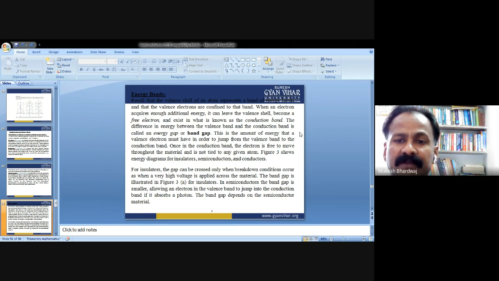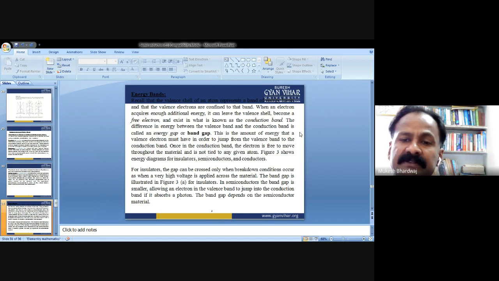This is the amount of energy that a valence electron must have in order to jump from the valence band to the conduction band. Once in the conduction band, the electron is free to move throughout the material and is not tied to any given atom. The figure shows the energy diagram for insulators, semiconductors, and conductors. For insulators, the gap can be crossed only when breakdown conditions occur, as when a very high voltage is applied across the material. The band gap in an insulator is illustrated in the figure.